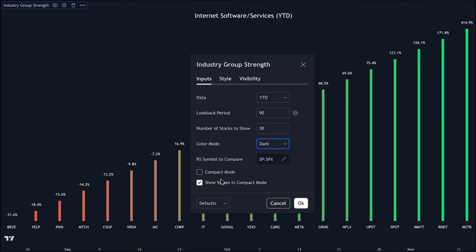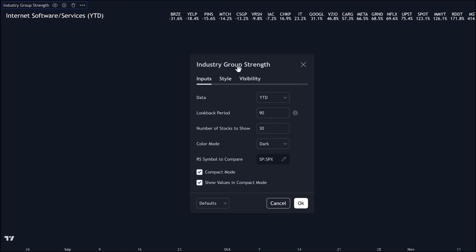Compact mode and show values in compact mode. If you enable compact mode, it will simplify the display, showing only the most important data, the top performing stocks in the selected group, without all the extra details. You can also check the box to show values in compact mode if you want to keep the performance values visible, even in the simplified view. Once you've customized all the settings to your liking, click OK to apply the changes.